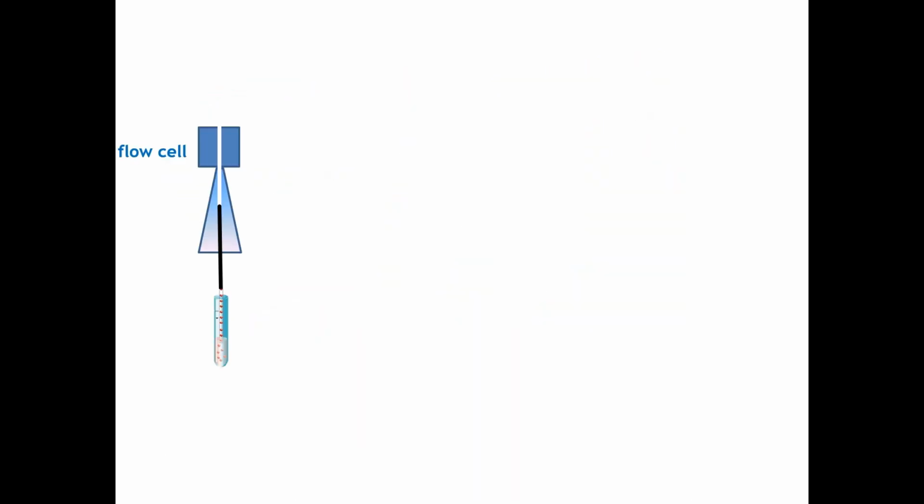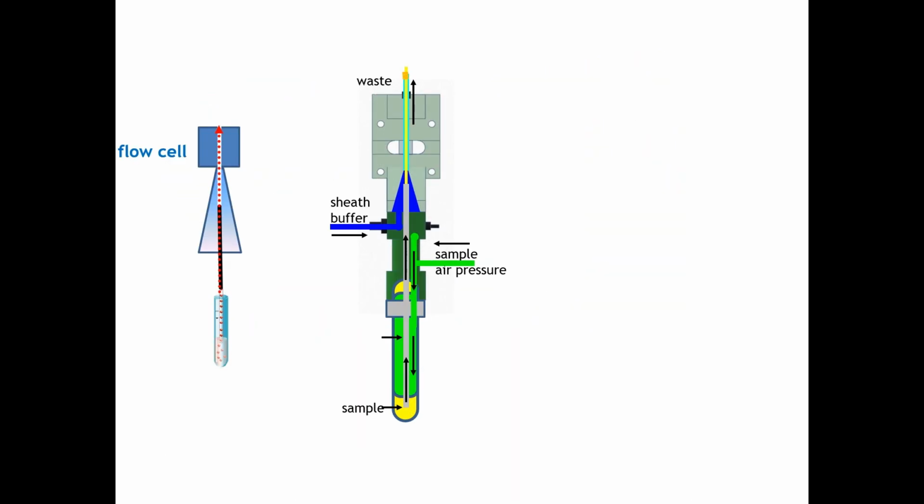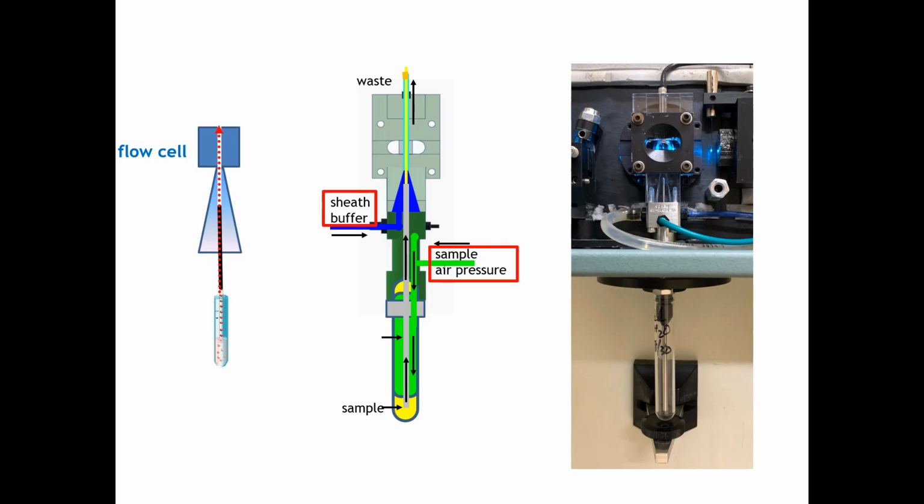On the left, we have our schema again. In the center, we can see it in more detail: the sheath fluid input, and the sample air pressure forcing the sample into the sheath chamber. And on the right, we see the real thing. Again, the sample tubes at the bottom, the conical sheath chamber, and the flow cell, and our laser is on.